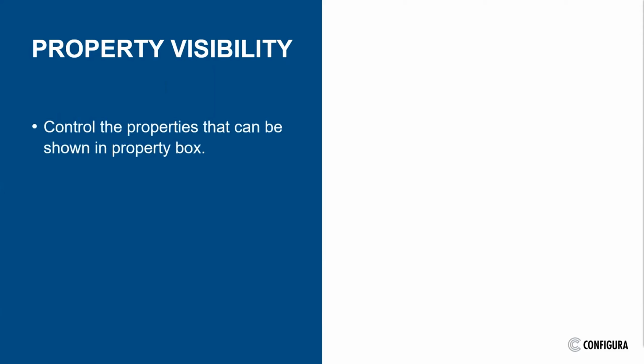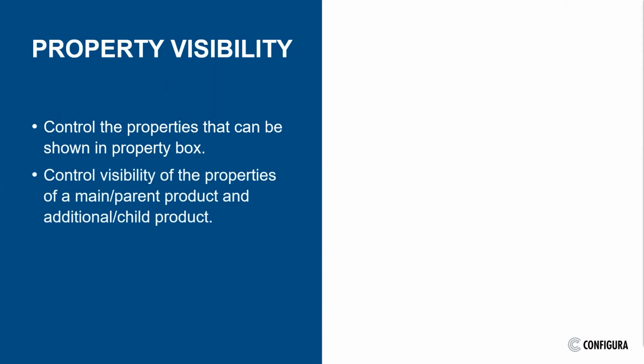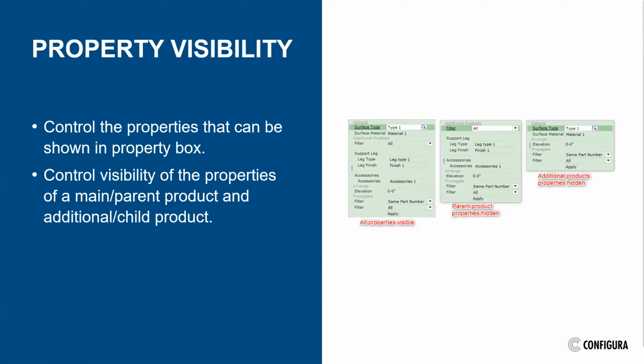All right, so the next feature is also related to Catalog Creator. This is the property visibility. Catalog specialists can now control the properties that can be shown in the property box using the property visibility feature in Catalog Creator. Using this new feature, properties of a main or parent product and the additional, or what we call child product, can be controlled to either be shown or stay hidden depending on the product role.